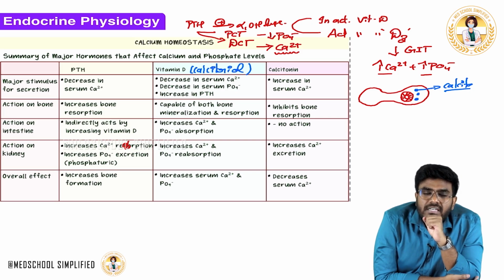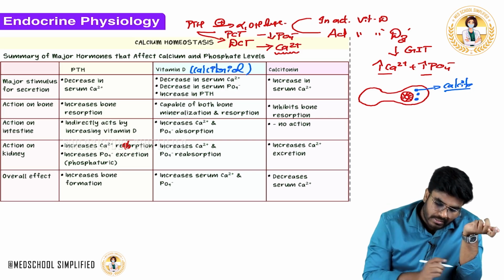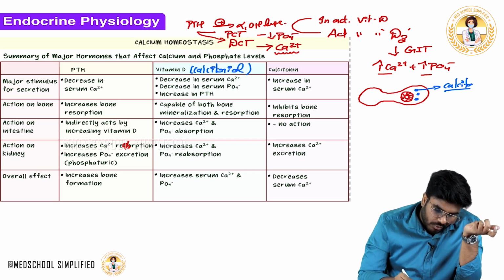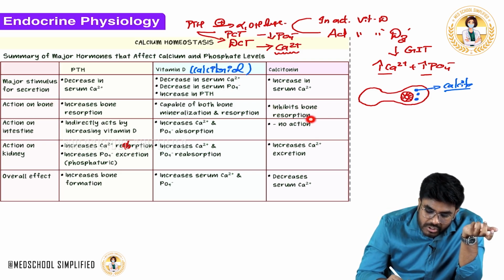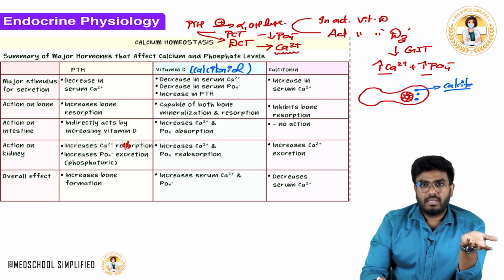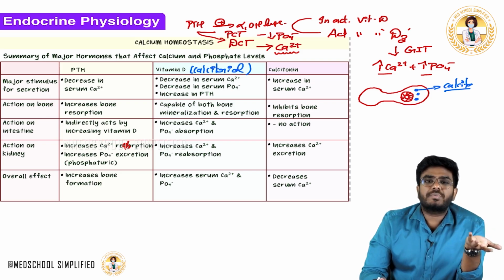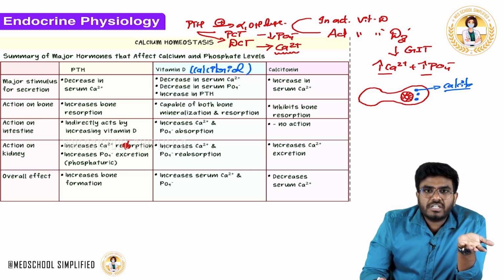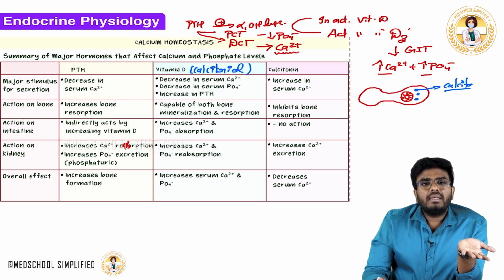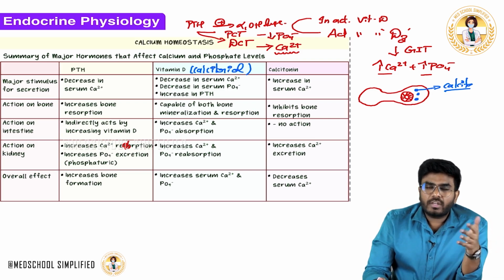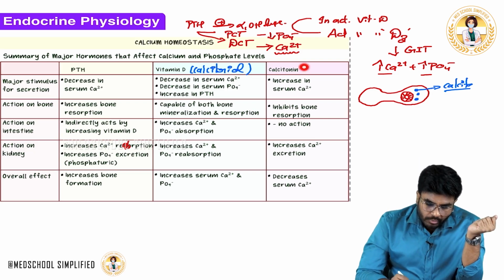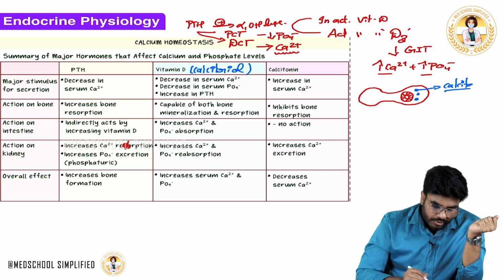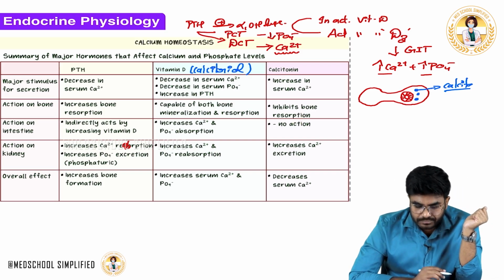How will it decrease the blood calcium levels? By inhibiting the osteoclast. See, the action on bone: calcitonin acts on the bone. It inhibits the osteoclast and inhibits bone resorption. Bone resorption means bone destruction. When bone destruction is decreased, automatically the calcium coming from the bone into the blood decreases, so blood calcium levels decrease. So during hypercalcemia, calcitonin is produced, inhibits the osteoclast, and decreases bone resorption.